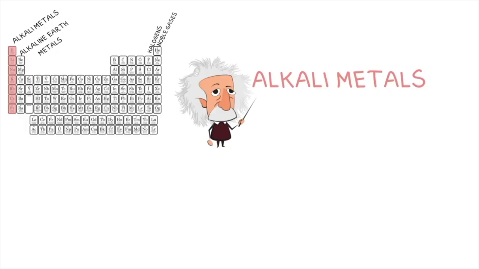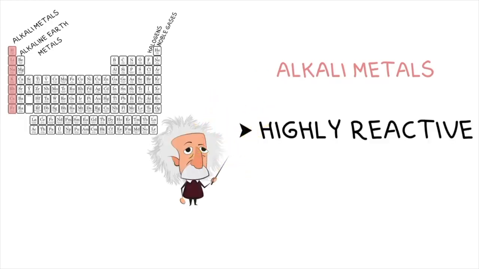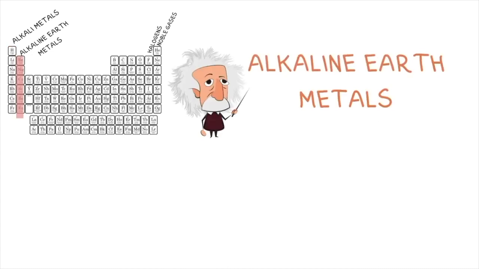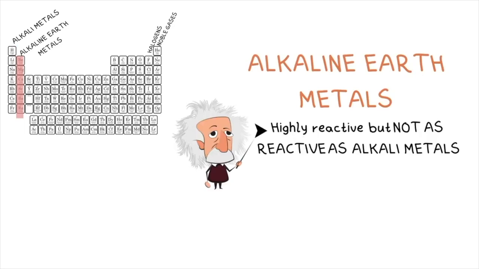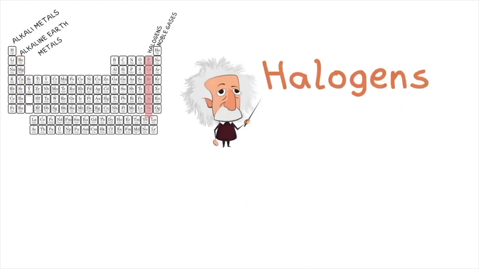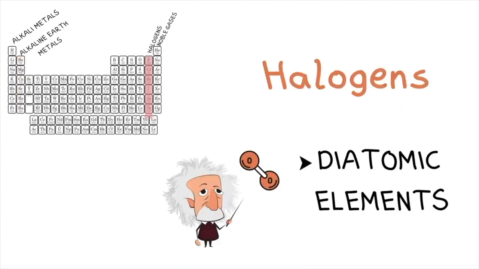So if we look at our alkali metals in group 1A, the most notable property is that they are highly reactive. And reactive just means that they interact well with other atoms. They also form cations with a positive 1 charge. So that means that all of the elements in group 1A, underneath the alkali metals, are going to form cations with a positive 1 charge. Alkaline earth metals are also highly reactive, but not as much as alkali metals, and they form cations with a 2+ charge.